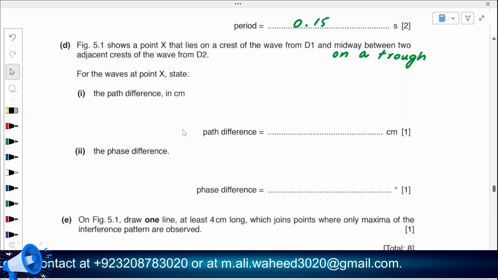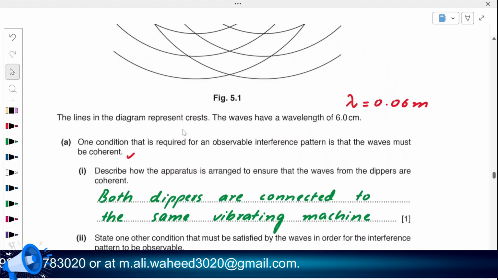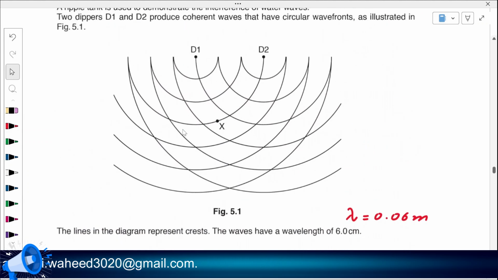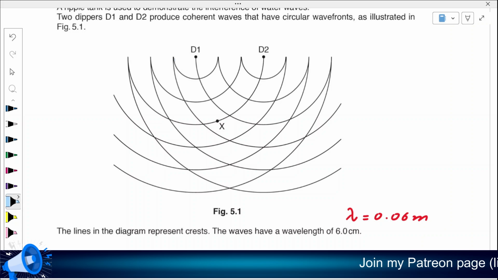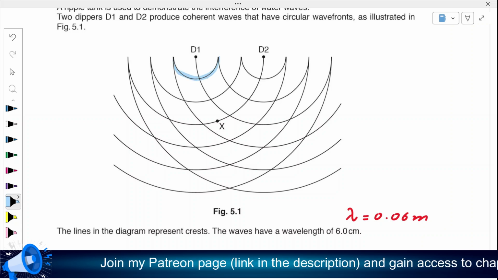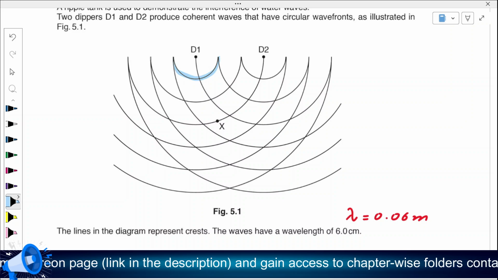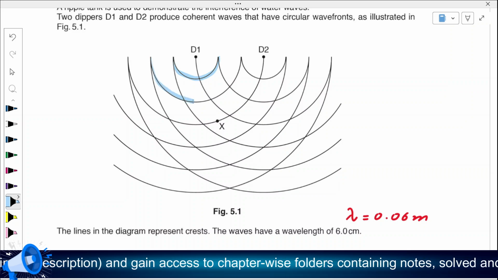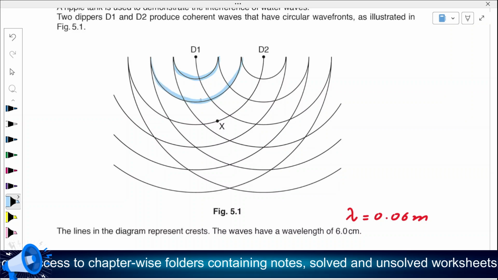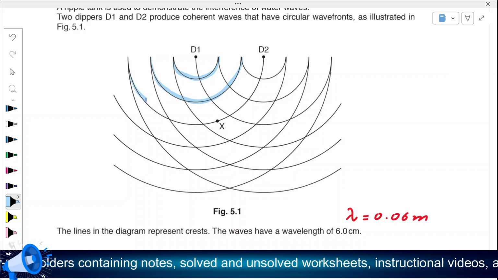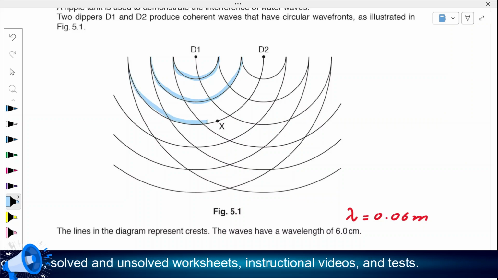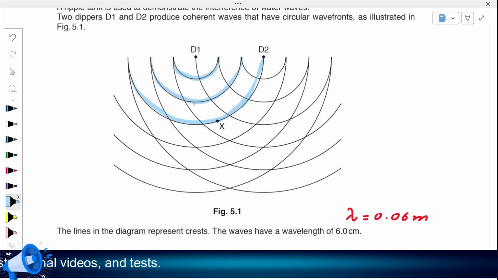Yeah, I should be taking a look at the picture also. Maybe we do have the point X. Oh, okay, we do have it. So let's start off with D1. First wavelength, 2 lambda up till here, and up till here it is 3 times the wavelength.